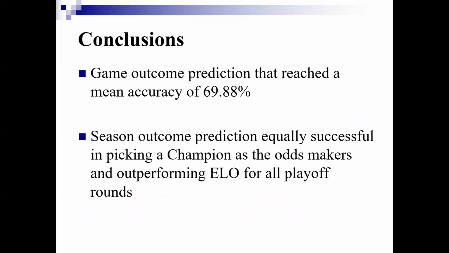So to conclude, we have a game outcome prediction that reached a mean accuracy of 69.88%. And we have a season outcome prediction, which is equally successful in picking the champion as odds makers, and it outperforms ELO for all playoff rounds.